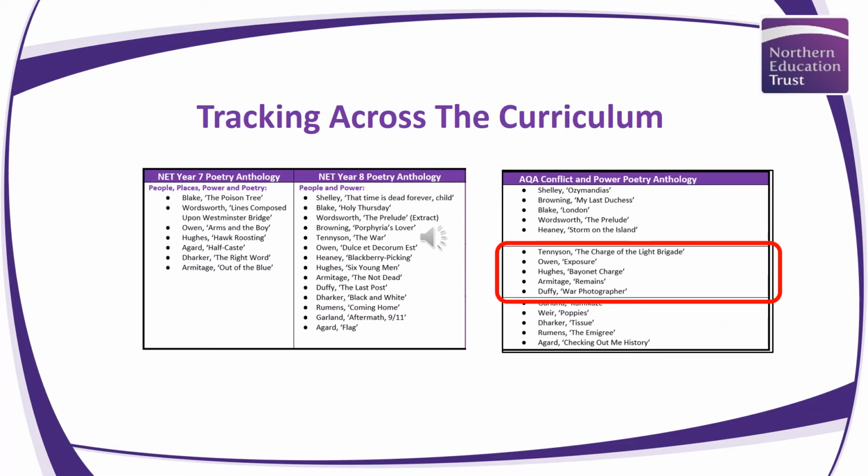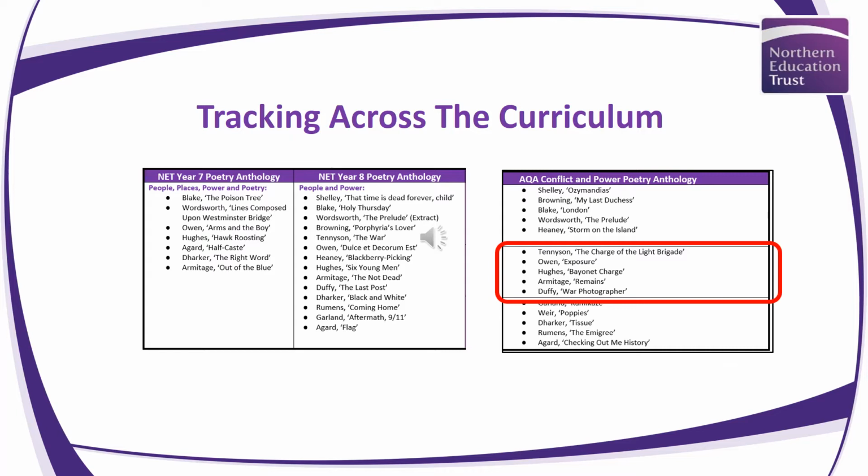Okay, so now we'll be able to see how the poetry is tracked across the curriculum. So in Year 7, students will study 7 poems, and that's the People, Places, Power and Poetry anthology. In Year 8, students will study 14 poems, and that's the People and Power anthology. And then moving into Year 9 to 11, the students will study the 15 poems, which are the Conflict and Power Poetry anthology in preparation for their GCSE.